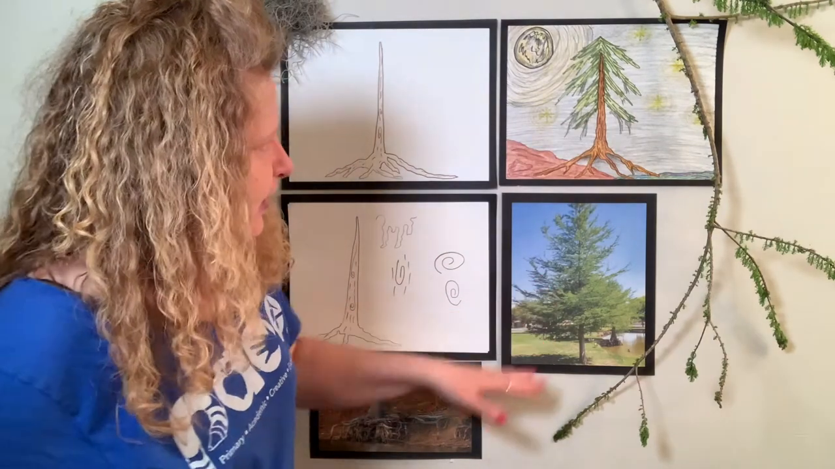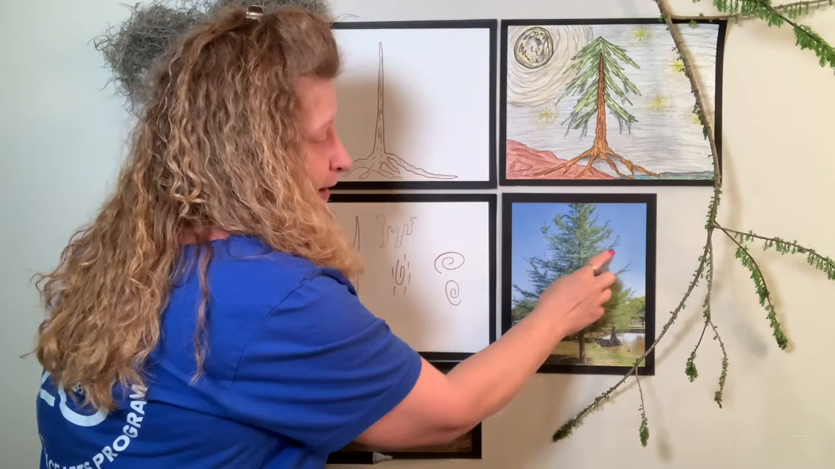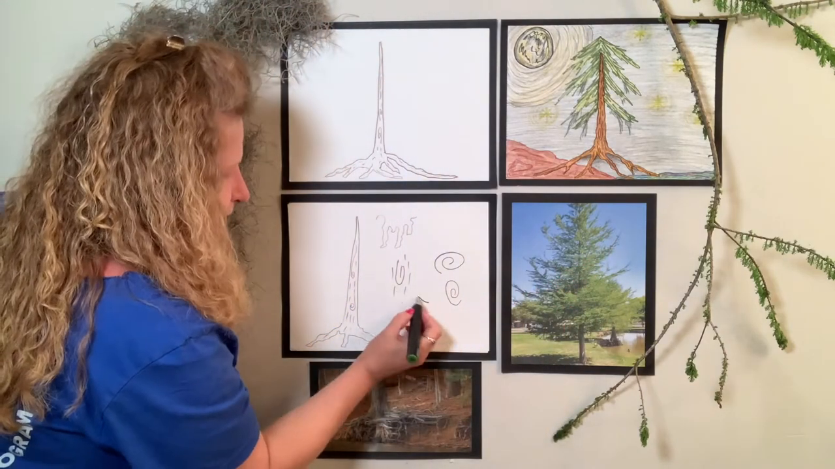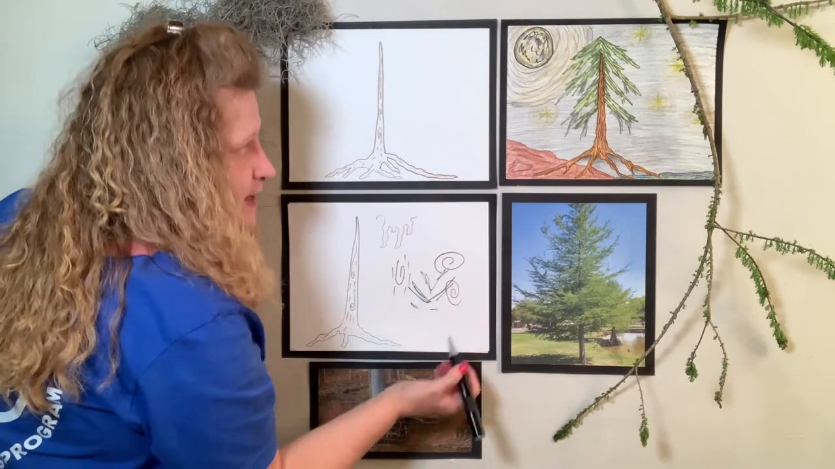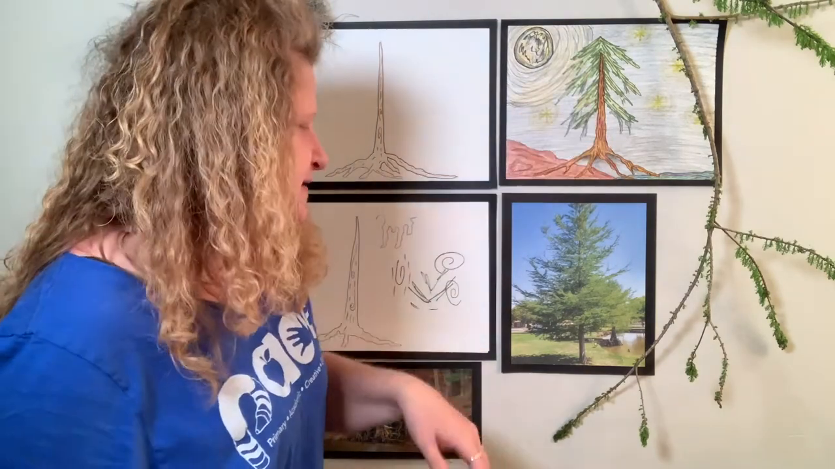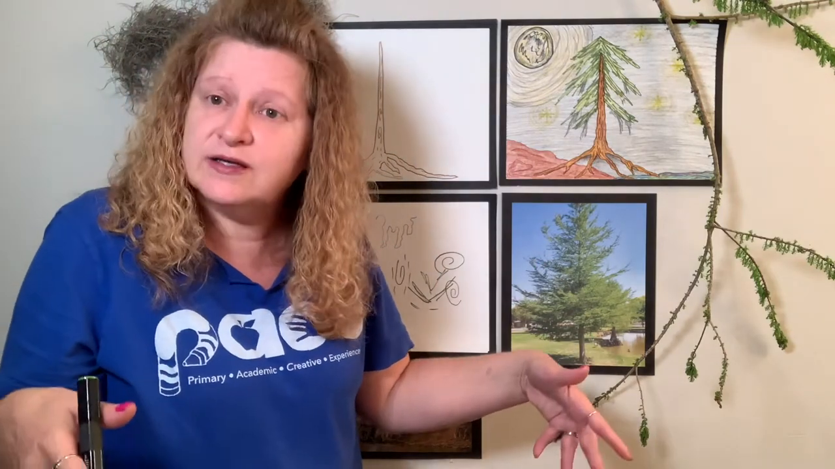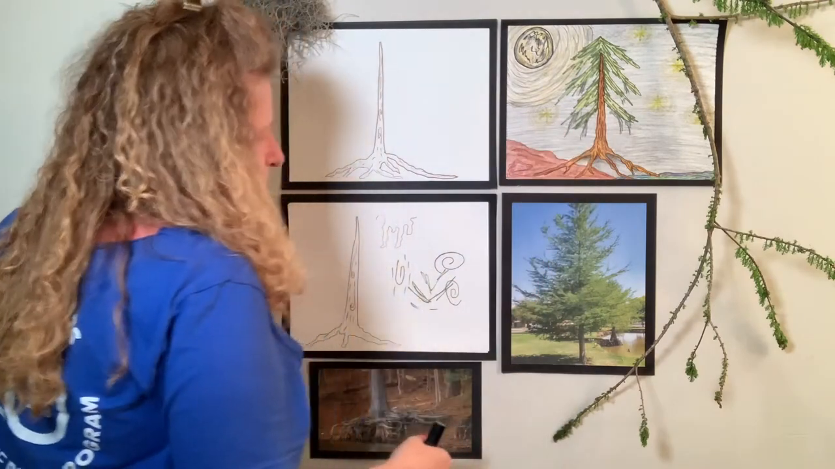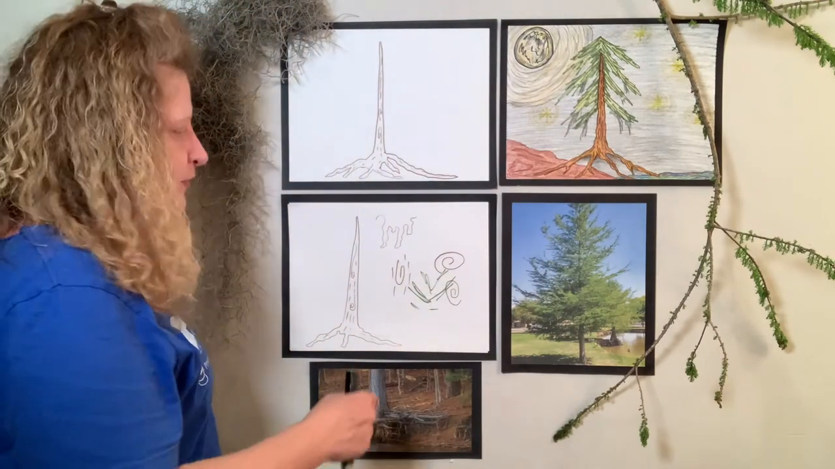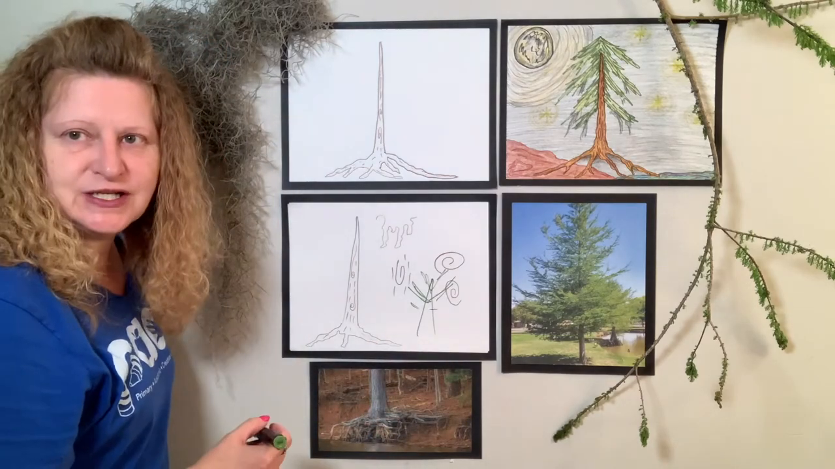Now, if you look here, this tree is growing with the branches going up, and you definitely could do that where you make your branches go up instead. But sometimes, if the branches get really heavy, they start to fold over. And so I'm going to make mine probably going down. But if you want to make yours going up, feel free to do that.